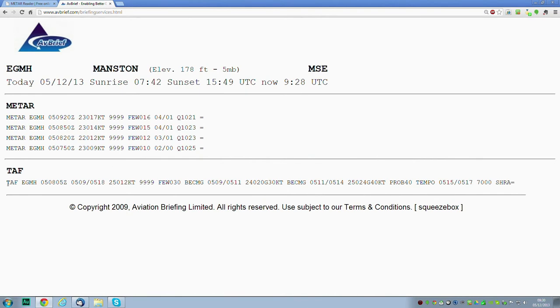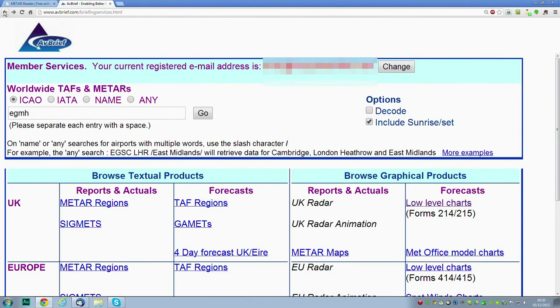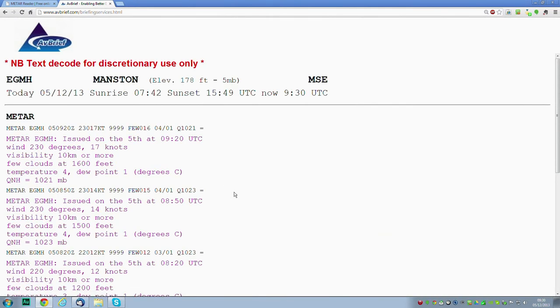Now underneath here is the forecast, the area forecast. It's the terminal area forecast, if I remember correctly. And you can see we've got more gobbledygook. So let's just go back for a second, click decode on this, and go again. And then we'll get the TAF.